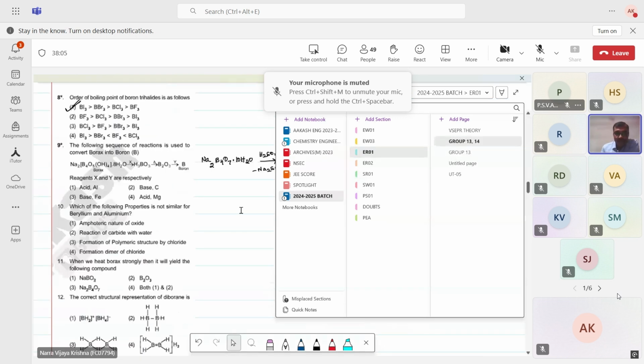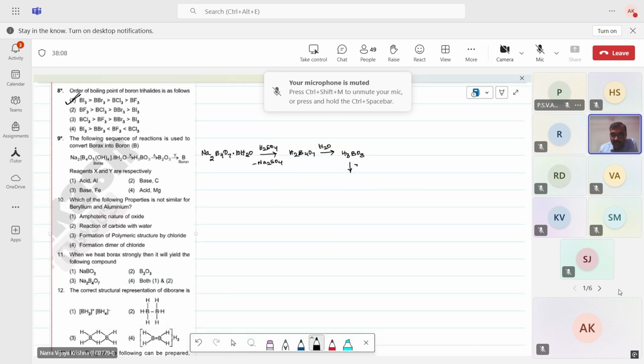Right? So up to 100 degrees, meaning 373 Kelvin, will I get H2B4O7 or HBO2? HBO2, first. This is heated up to 413 Kelvin, then I will get H2B4O7, which on further heating at higher temperatures converts into B2O3. That is what I will get directly here.